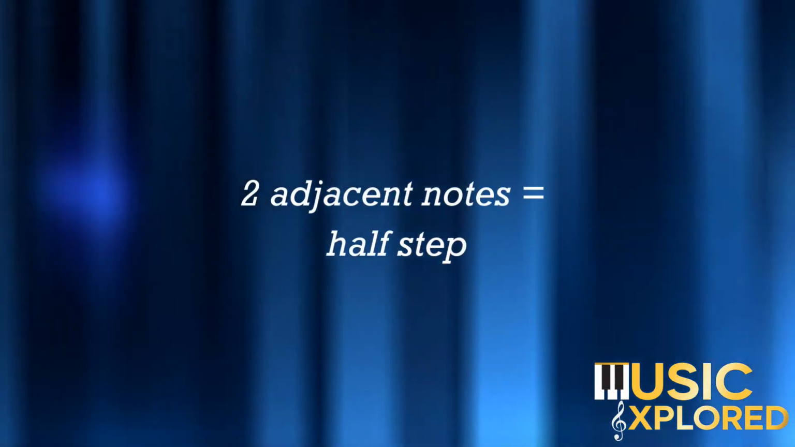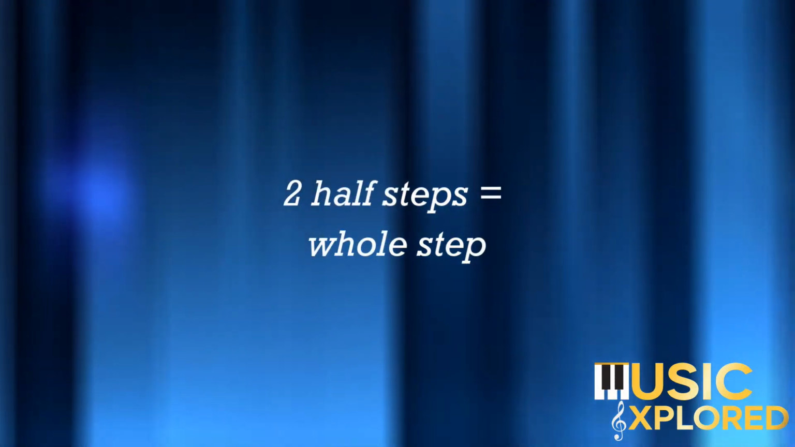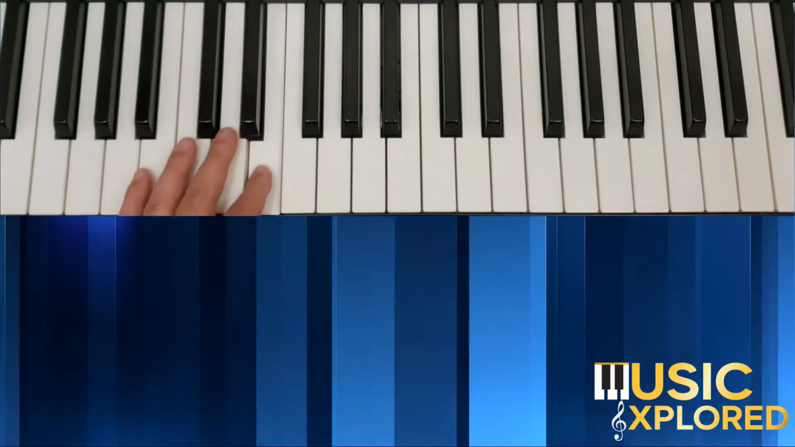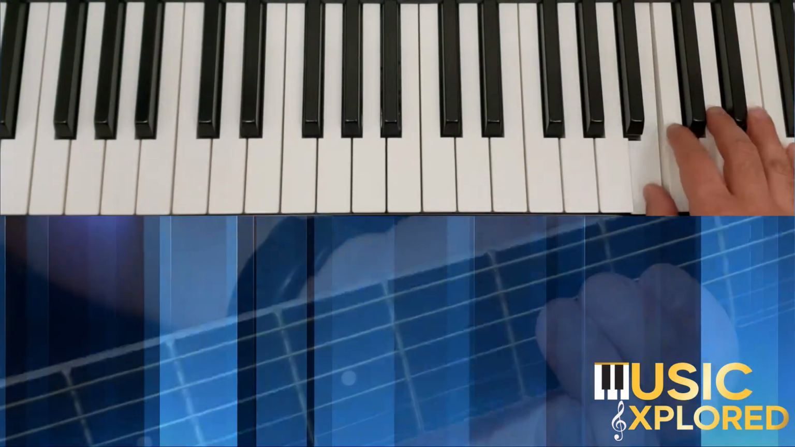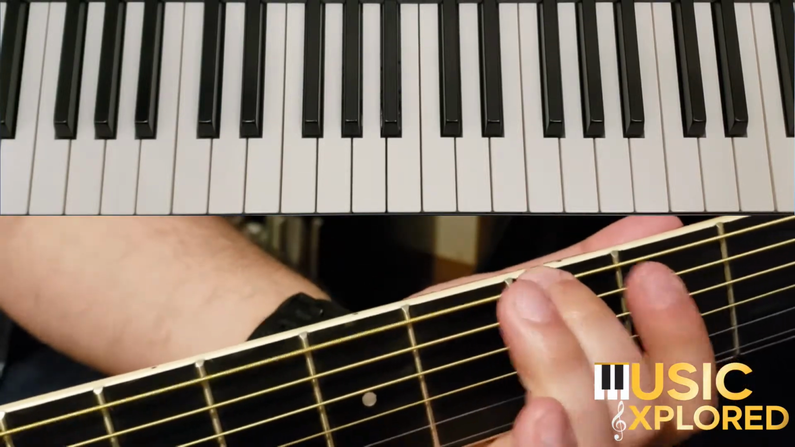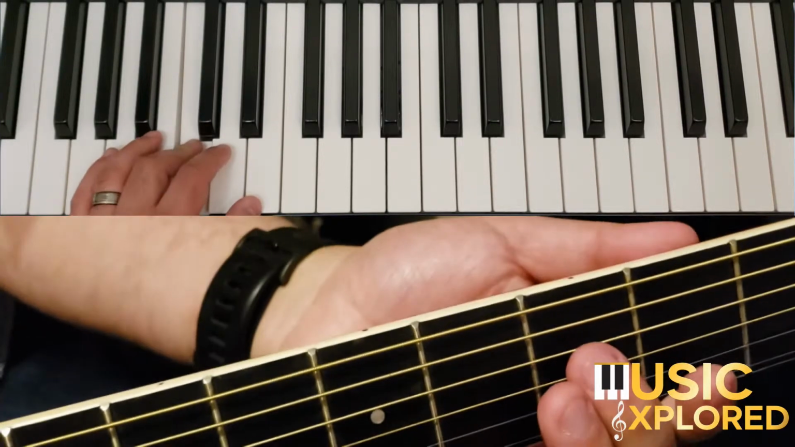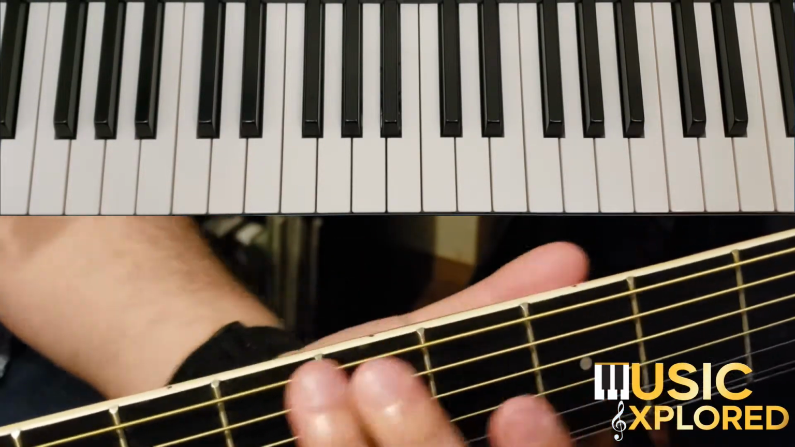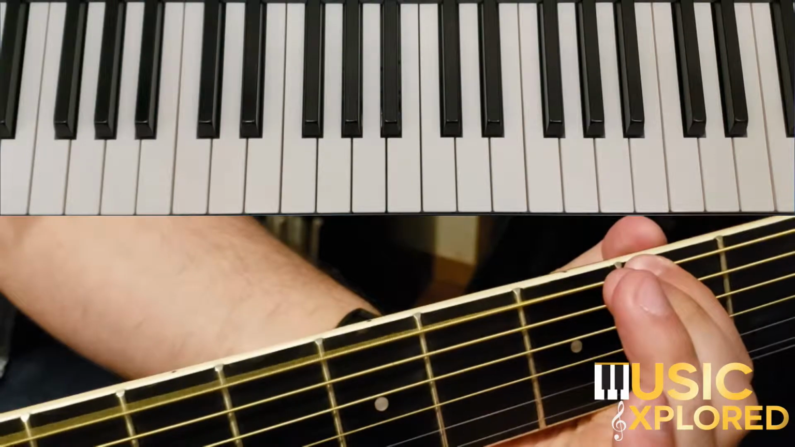The distance between two adjacent notes in the Western system is called a half step. Combining two of these steps together is called a whole step. We see half steps on the keyboard by moving from one key to the very next, whether black or white, and on the guitar when we move from one fret to the next. We see whole steps on the keyboard by skipping a key, and on the guitar by skipping a fret. These steps will be extremely important in just a bit.